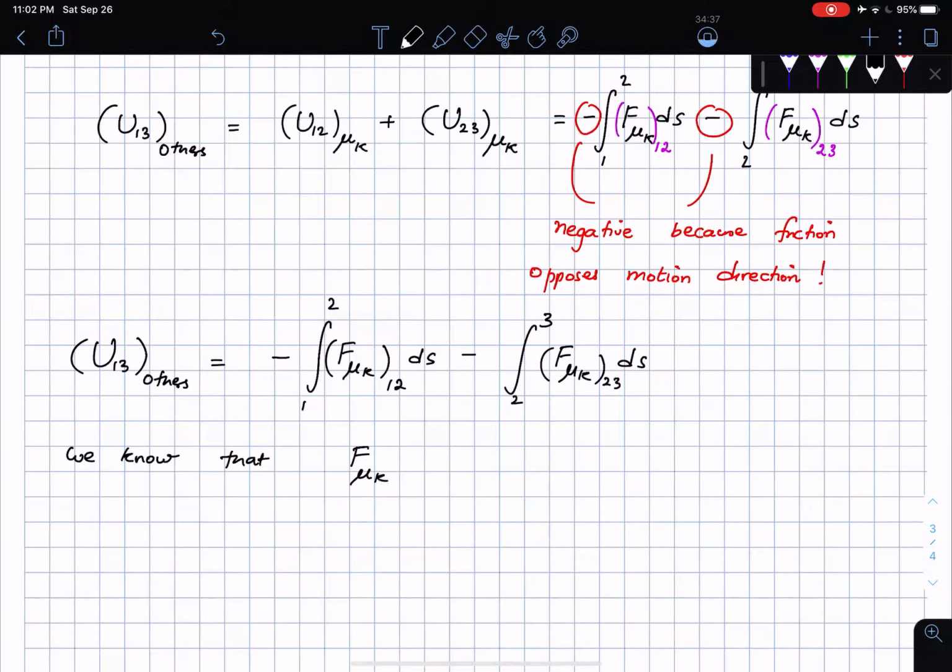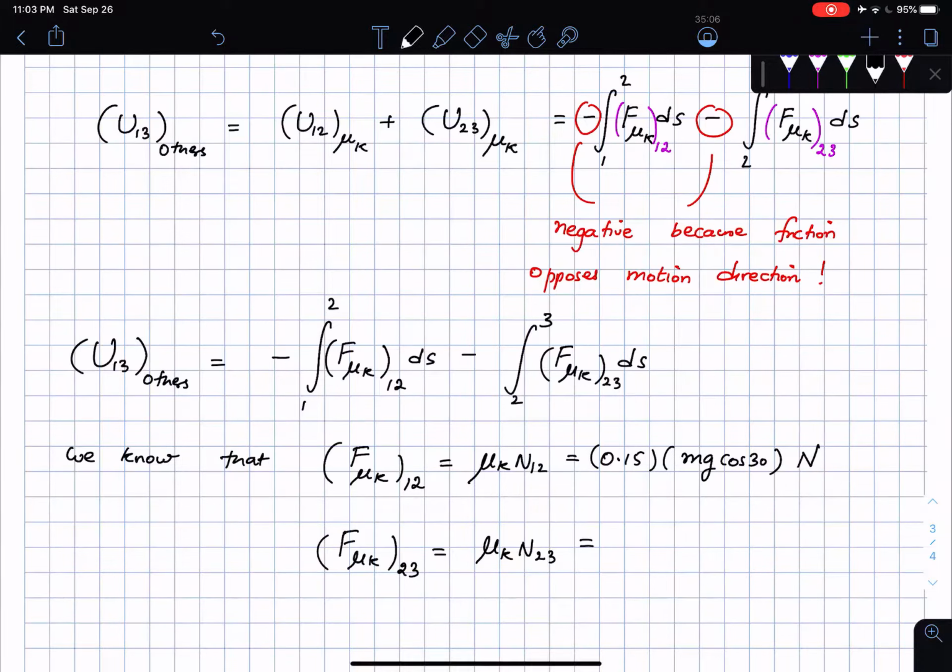F mu k 1 to 2 is going to be mu k times n 1 2. Okay, so this is going to be mu k, which is 0.15 in this case, right? So this is going to be 0.15 times mg times cosine 30, so many newtons. Okay, and then F mu k 2 to 3 is going to be mu k n 2 3, which is going to be 0.3 times mg, so many newtons. I just wrote that as newtons because I know that n is a normal force as well.